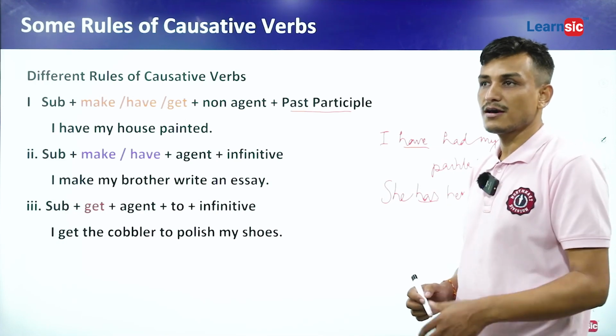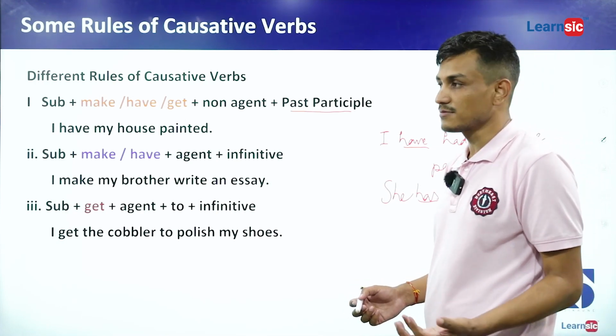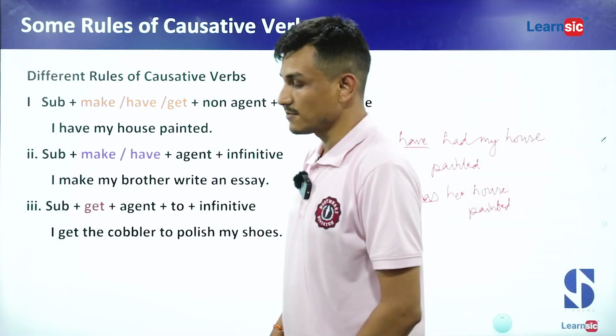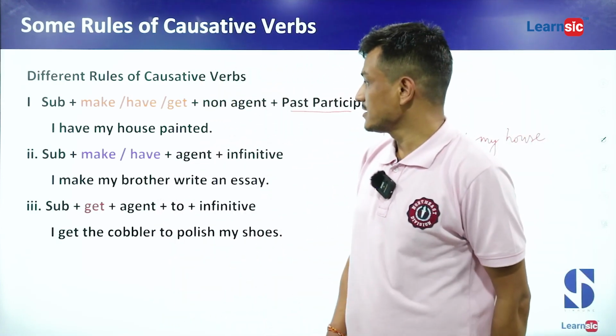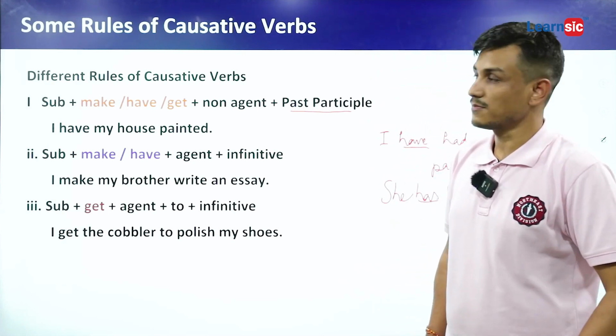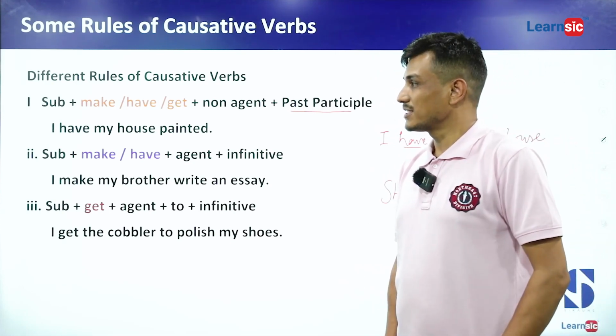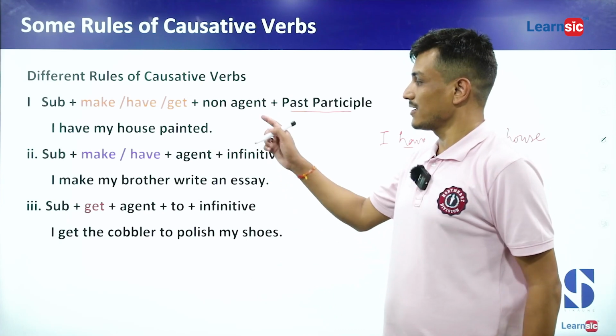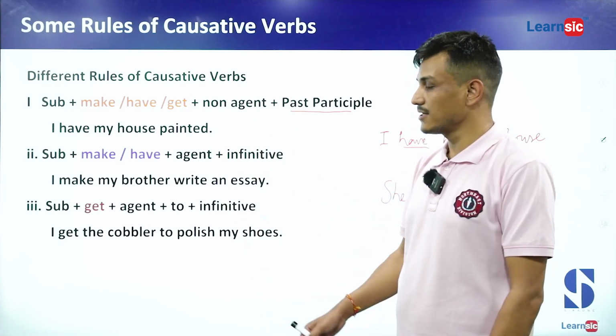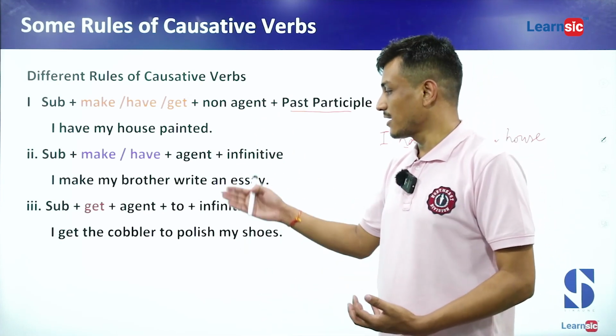I have been making my house painted. Yes, whatever the sentence, these are some forms of sentences you go for. Subject plus make, have, get plus non-agent plus past participle. So this is with the non-agent. So with an agent, with the doer of the action, we have two different rules.